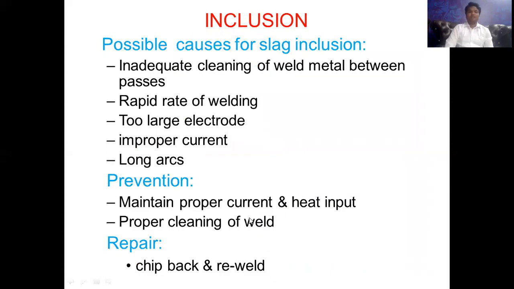The possible causes for slag inclusions are inadequate cleaning of the weld metal between the passes, rapid rate of welding, too large electrodes, improper current, and long arcs. Proper current has to be used and long arcs should be avoided. Prevention: maintain proper current and heat input, and clean the weld properly. If the welds are not cleaned, they may include undesirable inclusions. Repair is chip back and re-weld.